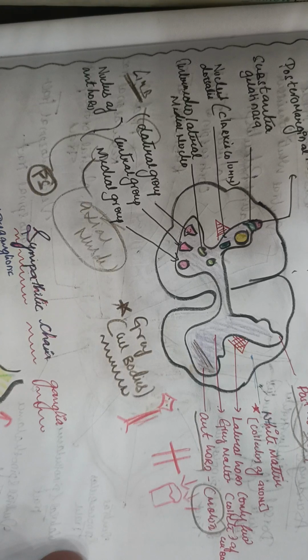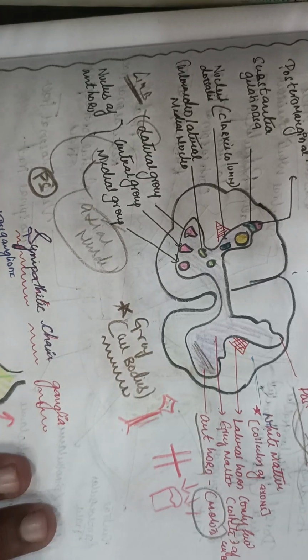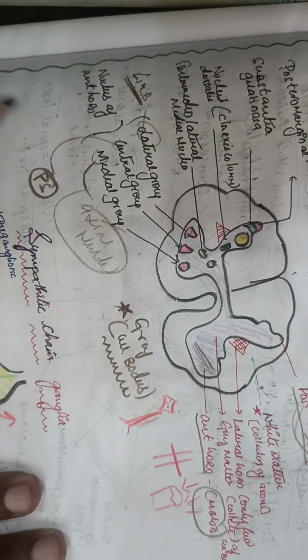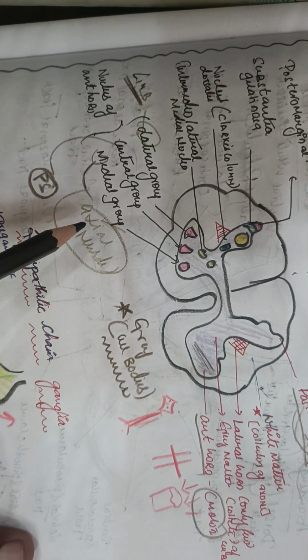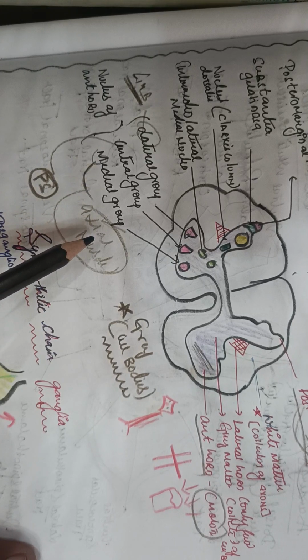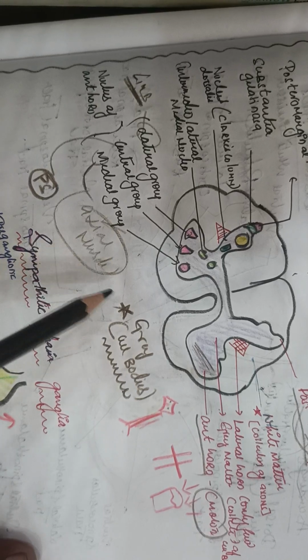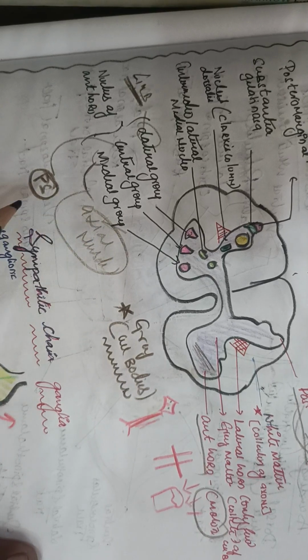The ones present in the lateral group of nucleus innervate the limb muscles: L for lateral, L for limb. The ones present in the medial, in the central, innervate the axial muscles. Now, what do you mean by axial? Axial is nothing but the central, like head and trunk.